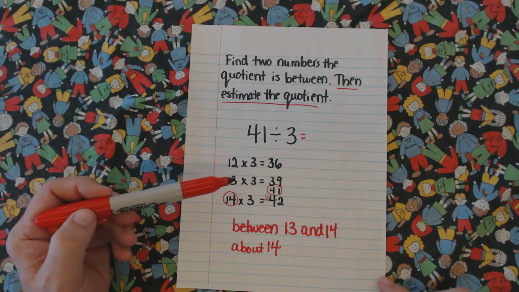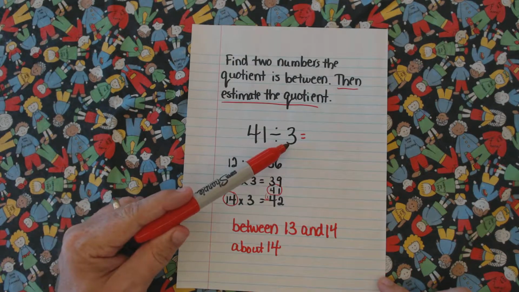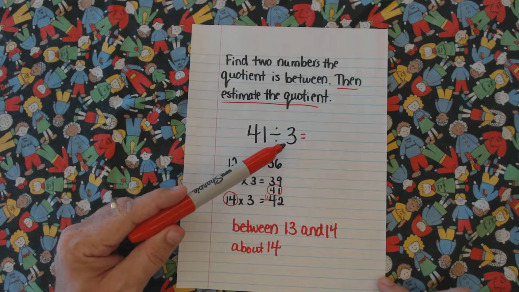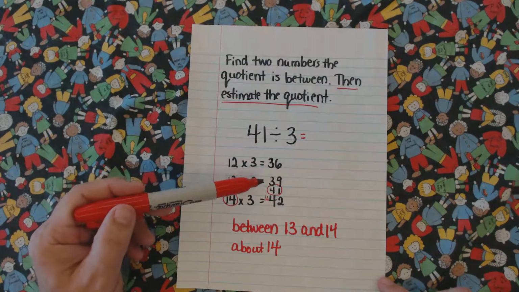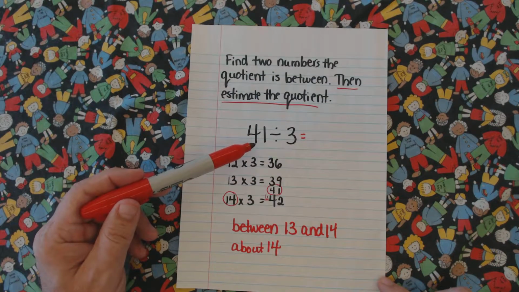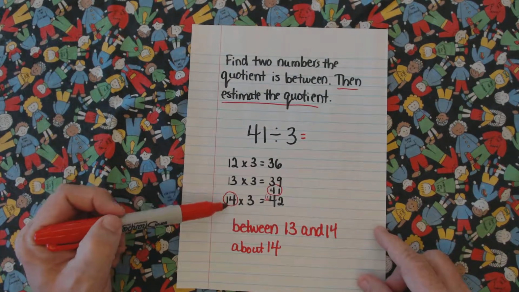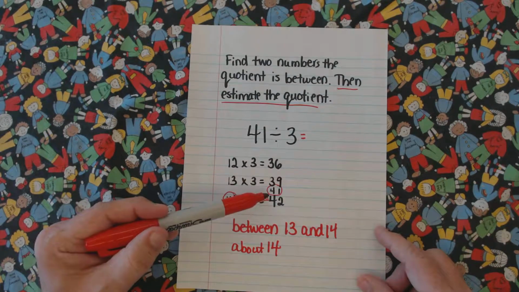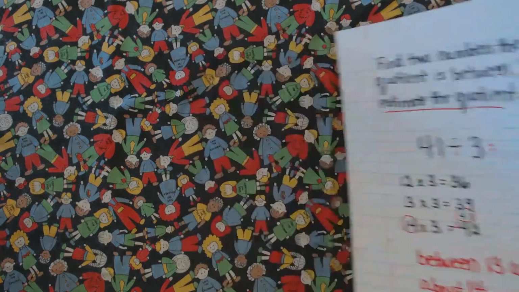So find two numbers the quotient is between. We start with the largest fact that they know using the divisor. Again, another term they haven't learned just yet, but they will. And then we add on until we get close to the dividend and go right past it. And then we identify the two numbers that it's between and then determine which one it's closer to. So that works perfectly on a problem like this.